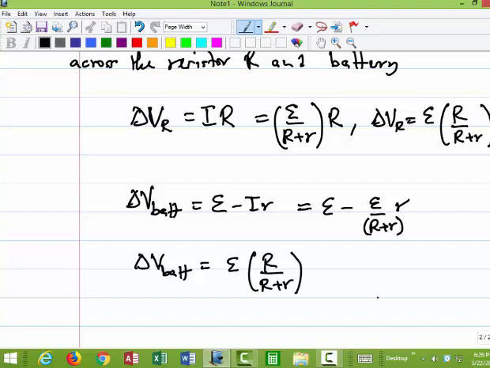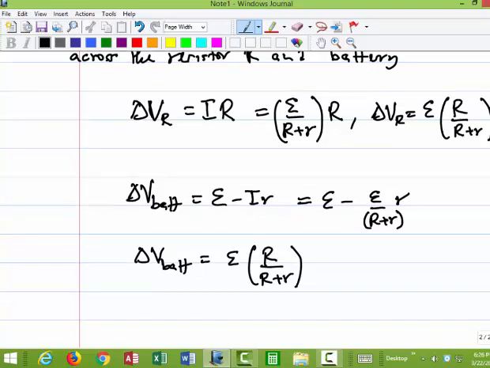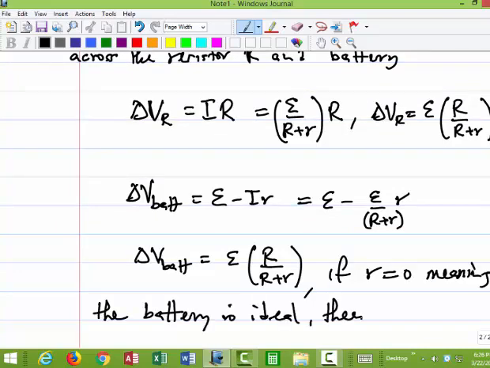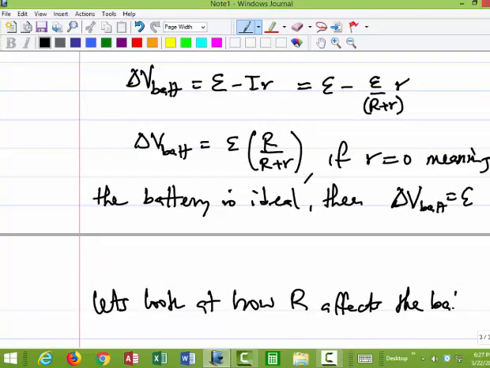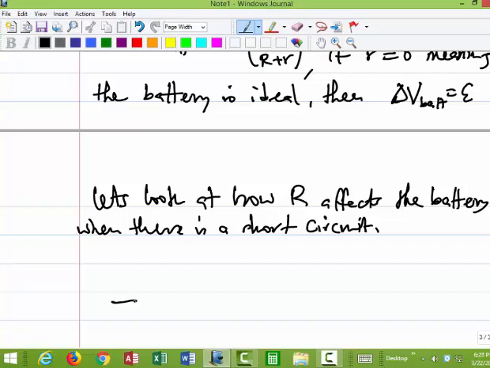What this tells us is that if the internal resistance of the battery is 0, meaning the battery is ideal, then the potential drop across the battery is equal to the EMF. This brings us to what is called a short circuit. We can look at how the resistance affects the battery when there's a short circuit. For our battery, I'll draw it again. We have a small internal resistance, and then we have a load, which is the resistor across the battery. When you have a resistance with uppercase R, you can call it a load.